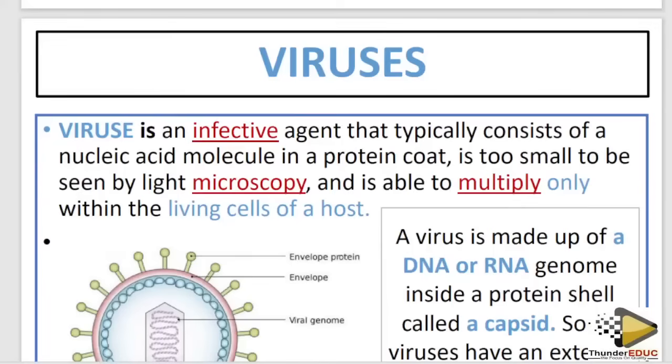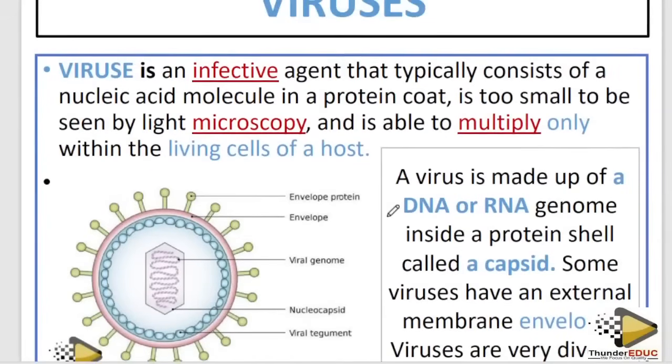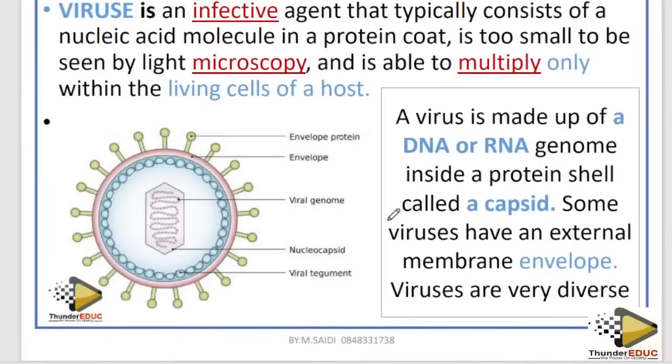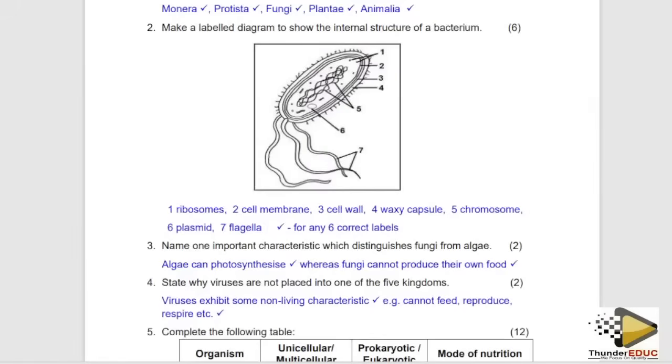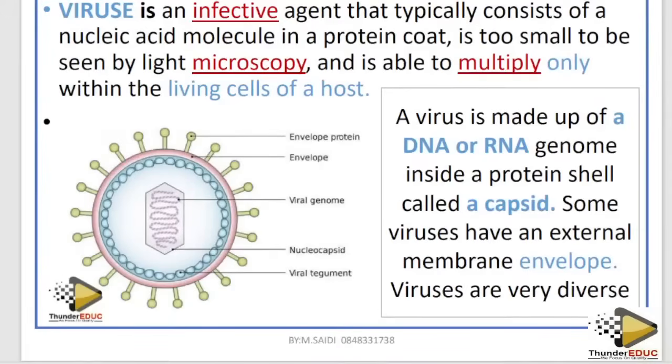What do you expect to find in this topic? Structure of a virus. Anyway, we cannot bring the structure of a virus and the structure of a bacteria at the same time. In most cases, we bring one question concerning that.